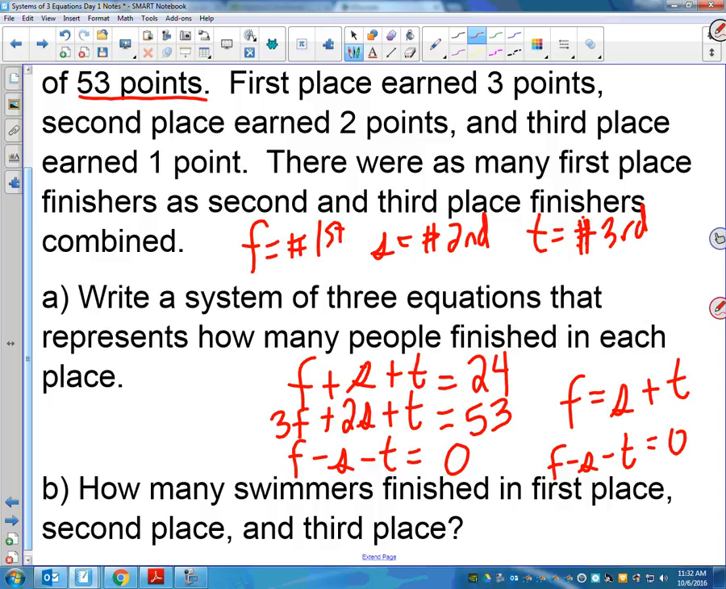Lenny, which letter would you drop out? If you were going to solve that, which letter looks the easiest to solve? T definitely looks easiest. So step 1, if you're going to drop T out, pick 2 equations, just 2 at a time, and try to make T go away.